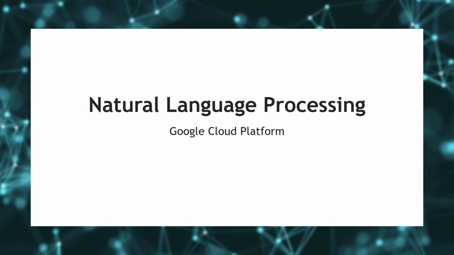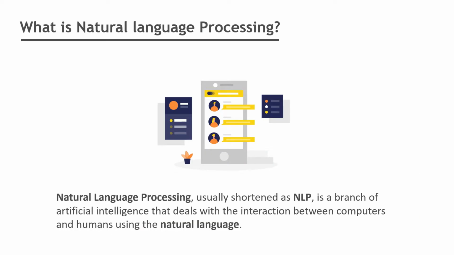In this video, I'll show you the different ways to use natural language processing in Google Cloud Platform. Natural language processing, usually shortened as NLP, is the branch of artificial intelligence that deals with the interaction between computers and humans using the natural language. Computers don't have intelligence like humans. NLP gives computers the flexibility to understand and speak like humans.